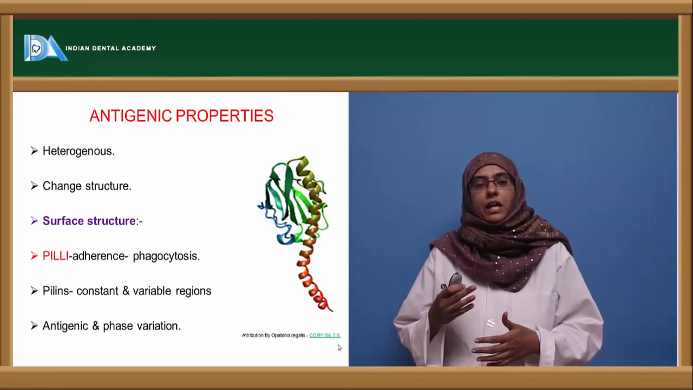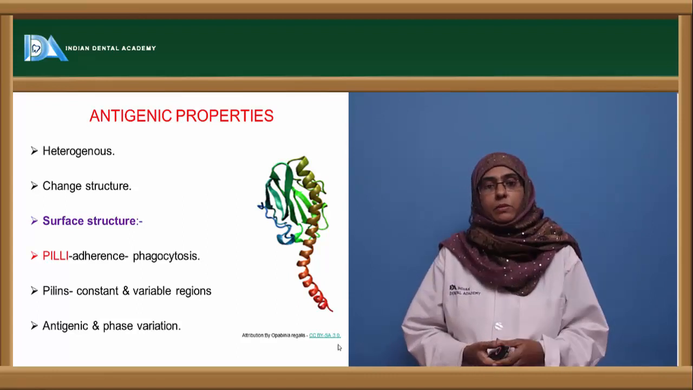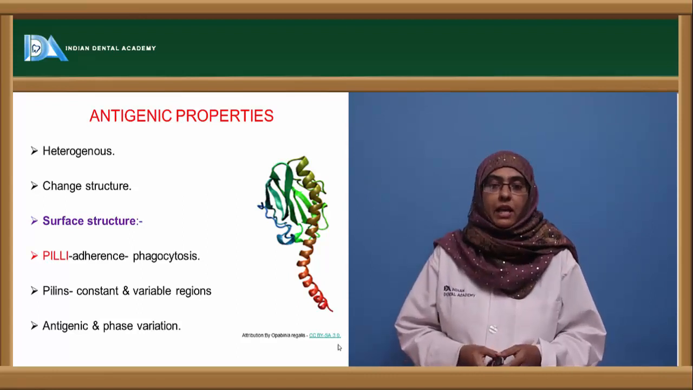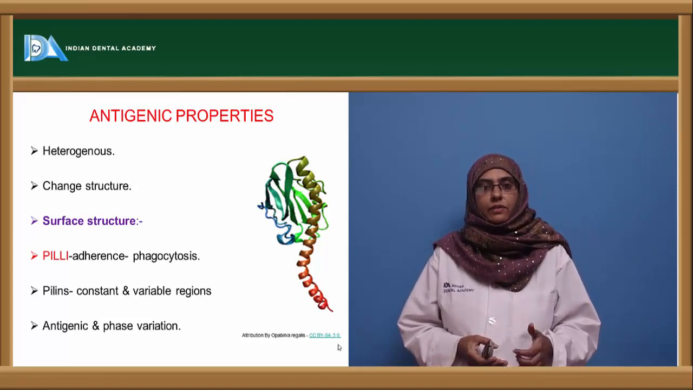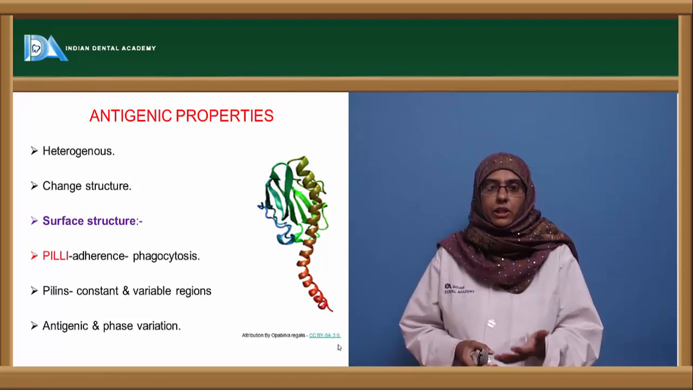So there are different antigenic characteristics related to this microorganism, the most prominent or most important being the pili. Pili are long, thin fibrillar structures that help in the adhesion of the organism to the human host.